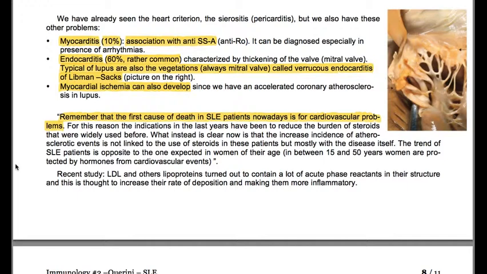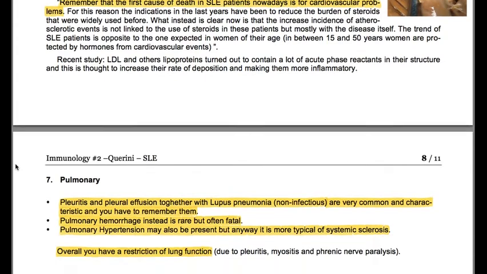The trend of SLE patients is opposite to the one expected in women of their age. Between 15 and 50 years, women are protected by hormones from cardiovascular events. In a recent study, LDL and other lipoproteins turned out to contain a lot of acute phase reactants in their structure, and this is thought to increase the rate of deposition and make them more inflammatory.